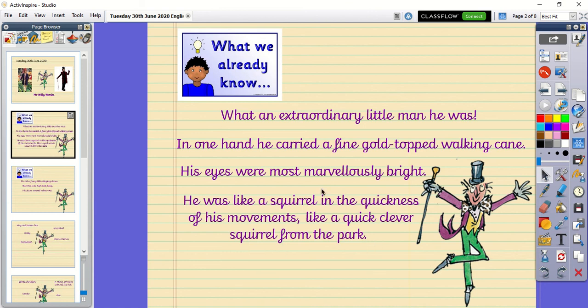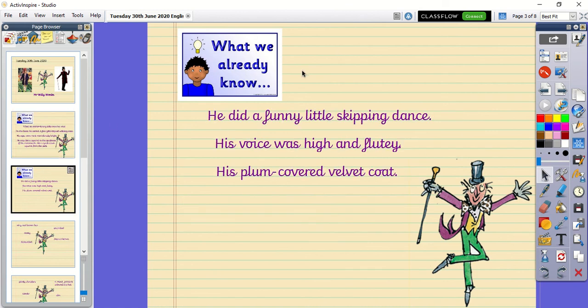Okay, so I haven't made any of these up. This is all just taken from the text. And this is what we have been told by the author, Roald Dahl, about this character, Mr. Willy Wonka. Okay, again, we know that he did a funny little skipping dance. We know that his voice was high and fluty. And we know that he wore a plum-coloured velvet coat. Okay, so those are the things that we have been told.